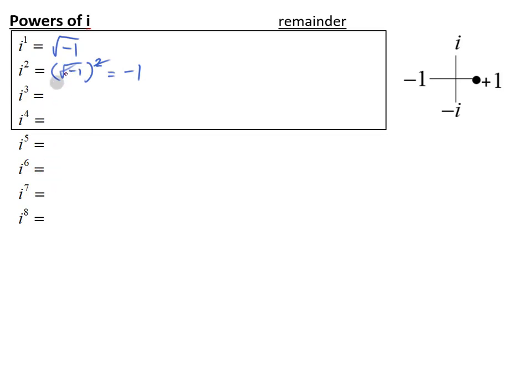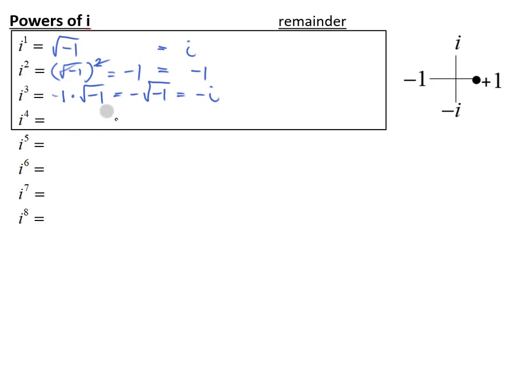Okay, if we did i to the third, that's like taking i squared, which is -1, times another i, which is the square root of -1. So that's i squared times i again. That would give me i to the third. And this simplifies as the opposite of the square root of -1, or -i.